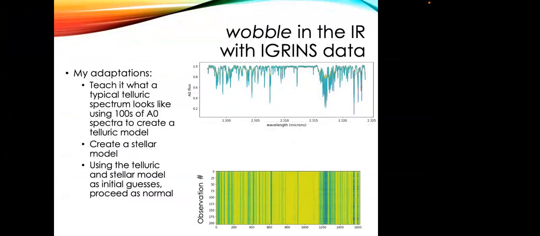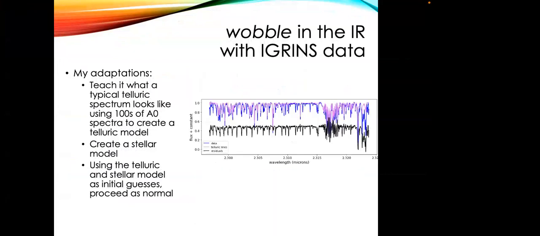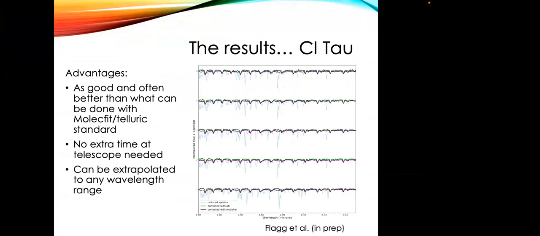We also only have a couple more minutes. Yeah, well, that's okay, because I'm about to finish. So we create a telluric template, create a stellar template. These are used as initial guesses, and we can use Wobble as normal. And the results are really, really promising.